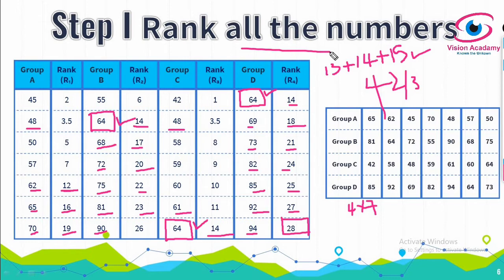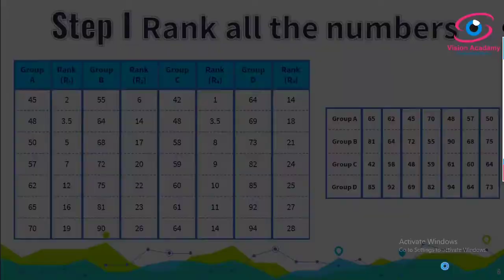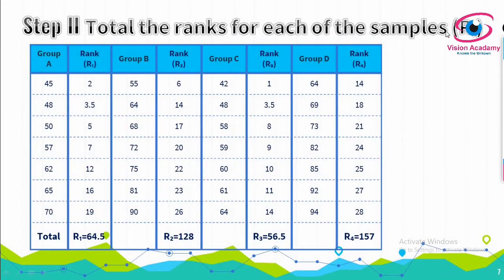This is a little bit tedious because we have large numbers in this case. After this everything will be easy. After ranking all the samples, now let us go for the second step, that is to total the ranks of each sample. We have 4 groups: group A, group B, group C, group D.